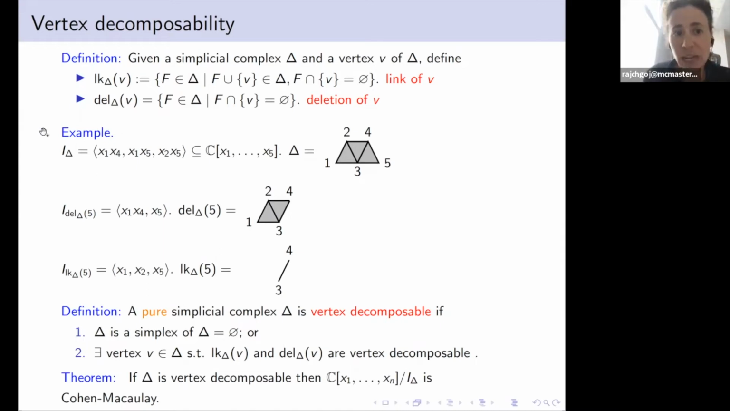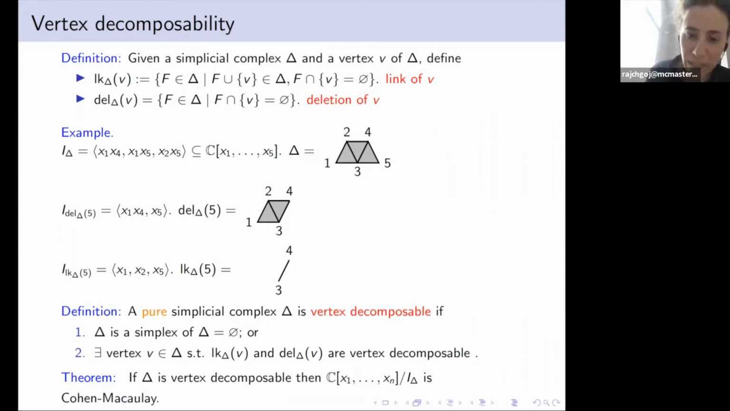So at the very top of the slide, we have this definition of the link and the deletion. Given a simplicial complex and a vertex v of that complex, define the link to be the set of faces F such that F union v is in delta, but F intersect v is empty, and the deletion to be the set of faces that don't see v. Okay, so in our example, my simplicial complex with these three triangles, the deletion is just all of the faces that don't see vertex 5, so it's these guys. And the link is 3, 4, right? It's all of the faces such that if I put 5 back in, I get a face of the complex. Okay, so what we see is that our original complex, delta, can be decomposed into the deletion and a cone over the link.